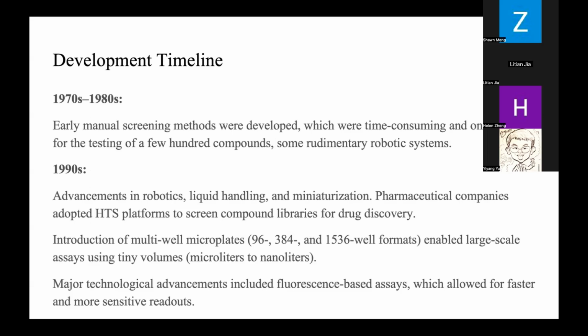Fast forward to the 1990s, there was an advancement in robotics, liquid handling, and miniaturization. So this allowed more automation to come, and pharmaceutical companies could now adopt HTS to screen compound libraries for drug discovery. There's also the introduction of multi-well microplates. So this enabled large-scale assays using tiny volumes, which again would reduce costs and speed it up. And then the major technological advancement of this time is the fluorescence-based assays, which allowed for faster and more sensitive readouts.